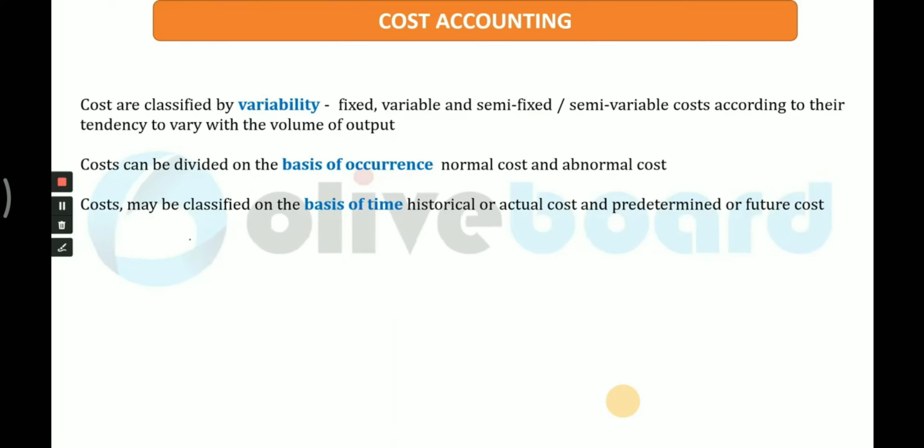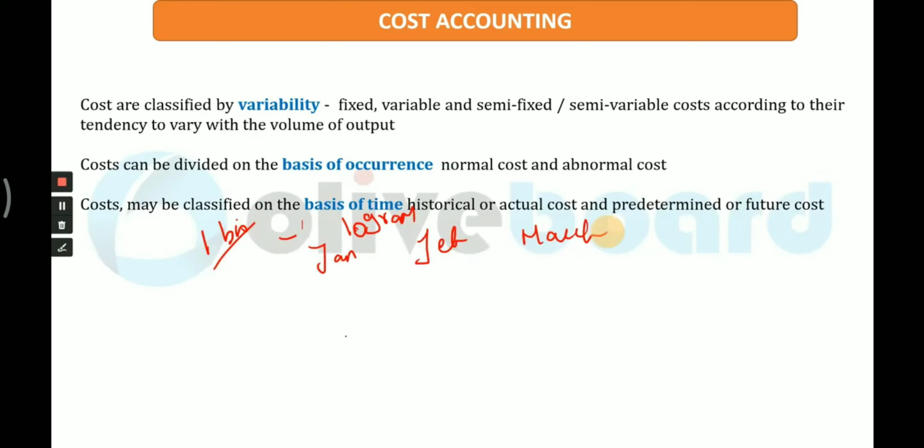I'll take biscuit only. To manufacture one biscuit, I need how many grams of atta? Say 10 grams we will take. To manufacture one biscuit, I need 10 grams of atta. All right. Now, January, February, March.